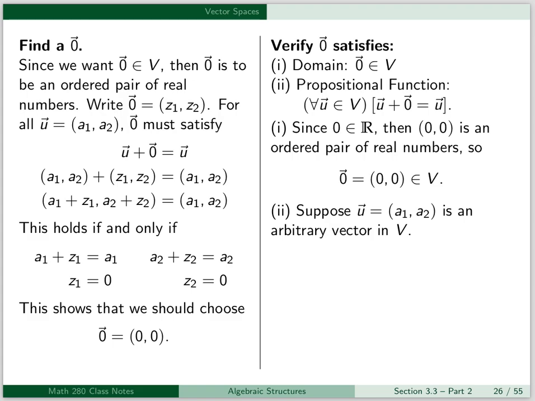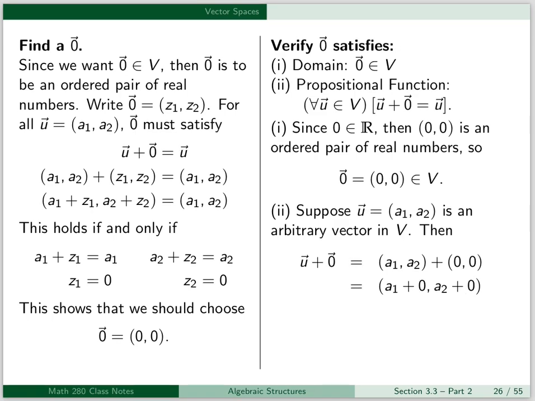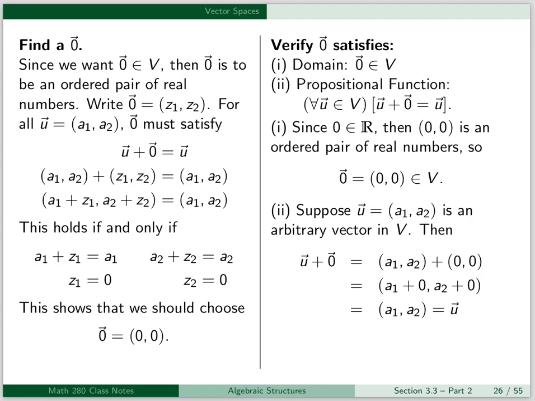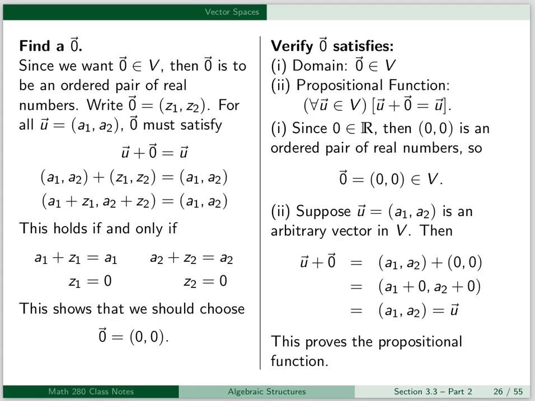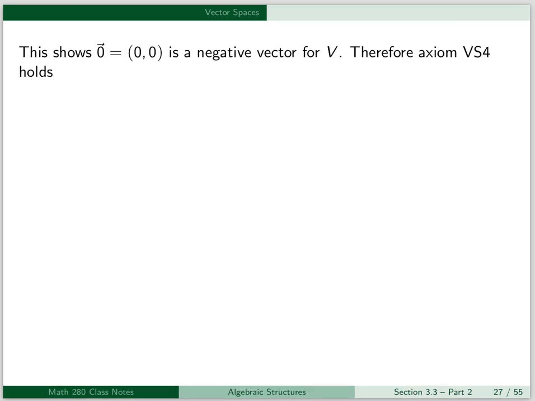For the propositional function, this is a universal statement, so we'll do a proof by arbitrary element. Suppose U is an arbitrary vector in V, then the left side, U plus 0, will be A1, A2 plus 0, 0, which is A1 plus 0, A2 plus 0, which is A1, A2, which is our original vector U. And this proves the propositional function. And so this shows that 0, 0 is a 0 vector for V. Therefore, axiom VS4 holds.